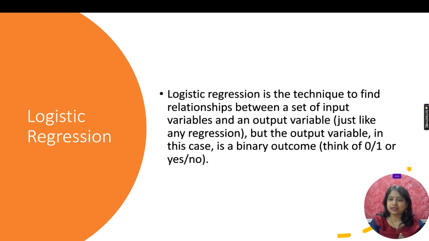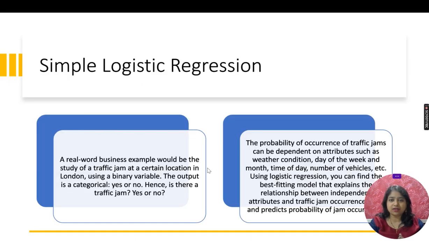Logistic regression is a technique to find the relationship between a set of input variables and an output variable, just like any regression. But the output variable in this case is a binary outcome. Like we can have the outcome as 0 or 1, or yes or no, or true or false. If this type of outcome is present, we say it's a binary outcome and we say it is logistic regression.